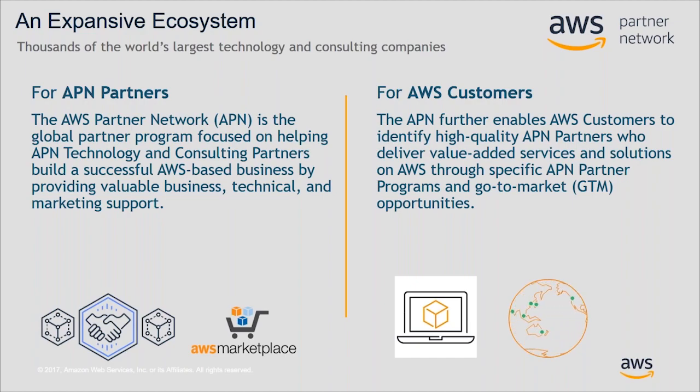So as I mentioned, we partner with CMG, and they're part of the AWS Partner Network, or APN. The APN includes tens of thousands of consulting partners and technology, or ISV partners, and we added over 10,000 partners in 2017 alone.